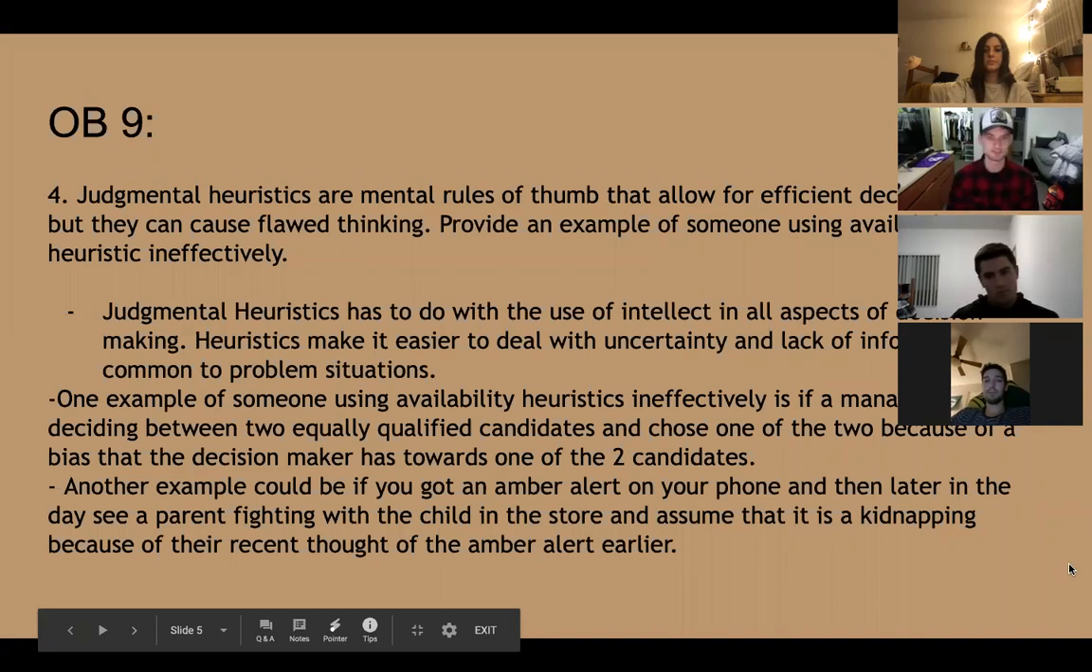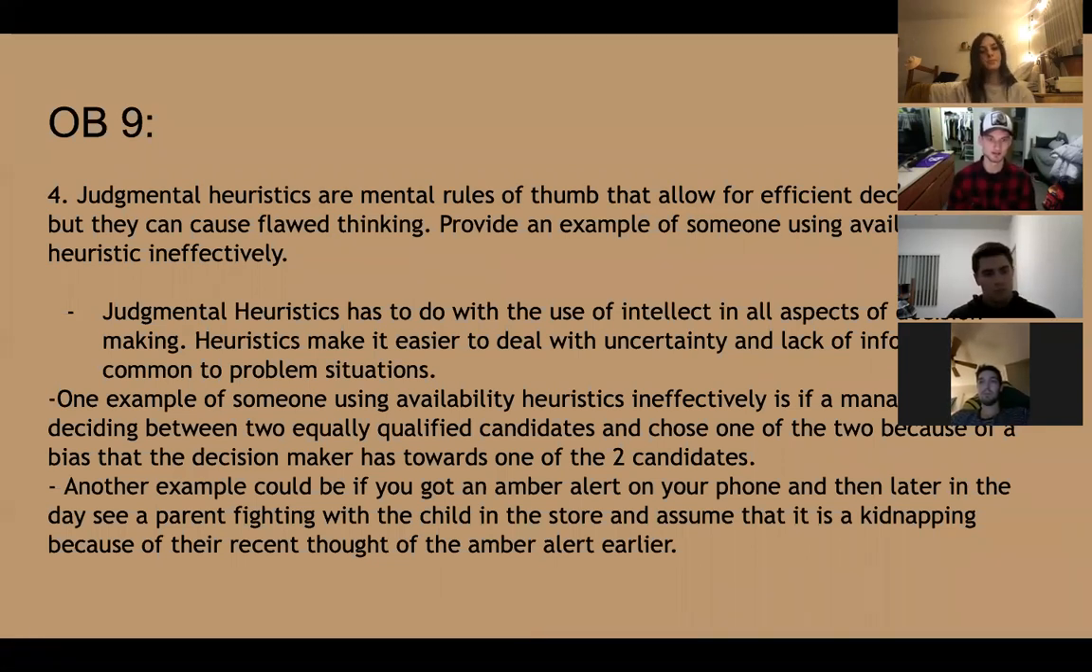So mental heuristics are mental rules of thumb that allow for efficient decision making, but they can also cause some flawed thinking. And here's an example. Just to define it, it has something to do with our intellect and aspects of decision making, and it makes it easier to deal with uncertainty and lack of information common to problem situations.